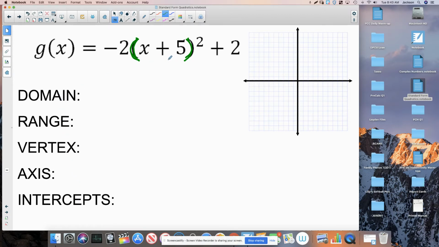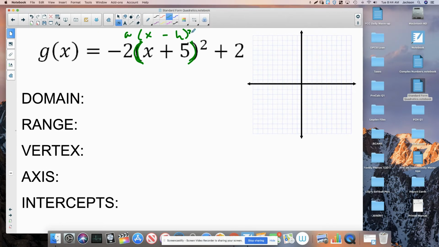Now, the vertex of this parabola. When you look at standard form, this is a, this is supposed to be x minus h squared plus k. That's a k. My tablet is sort of acting oddly today.